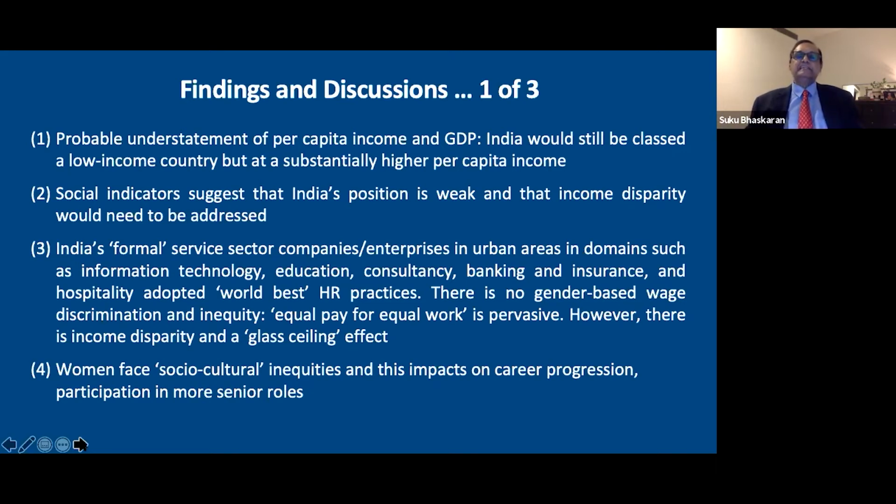India's formal service sector companies and enterprises in urban areas, in domains such as information technology, education, consultancy services, banking and insurance, and hospitality, adopt world-best HR practices. I'm not saying that they're equivalent to, but they adopt. Because of the nature of the environment, there's some reduction of this, but they do not have any gender-based wage discrimination and inequity. These are the newer companies in these formal sectors. The concept of equal pay for equal work is very pervasive within these industries.